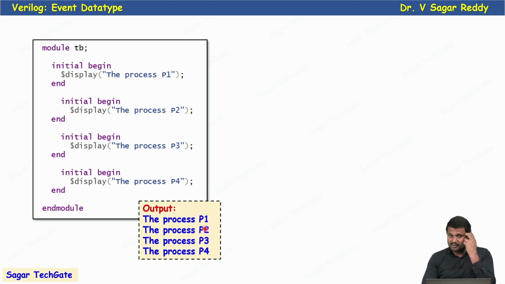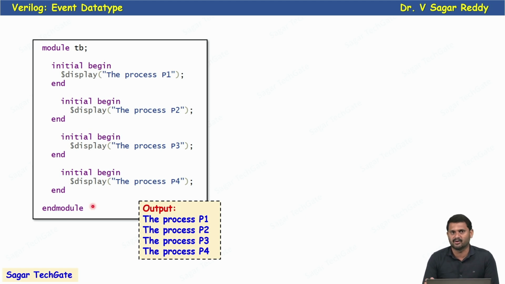Now, I want to change the order of this statement, that too as per our requirement. I want to change the order of execution. Clear? As per my requirement, I feel this display should execute first. This initial block will execute first, compared to these three. Like that, I want to synchronize between these processes.